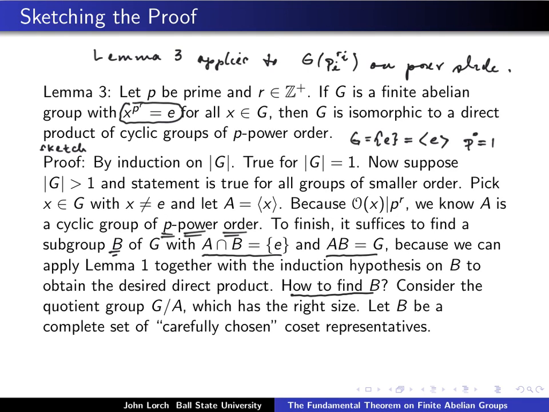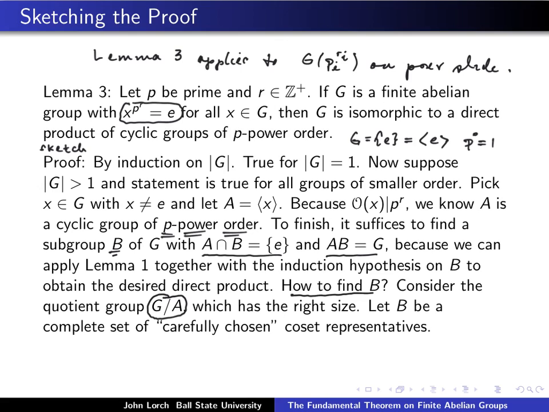So the place to start is to look at the quotient group G mod A. So we're going to look at the cosets of A in G. And it has the right size, right? It has the correct size that we want. But G mod A is not necessarily a subgroup of G. And so what we would have to do to form a subgroup of G is to look at some particular coset representatives.